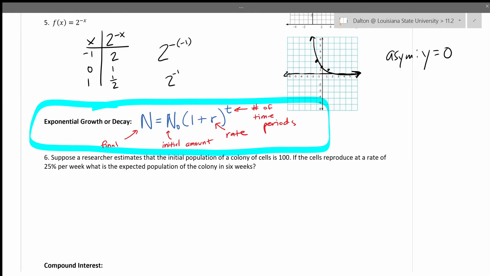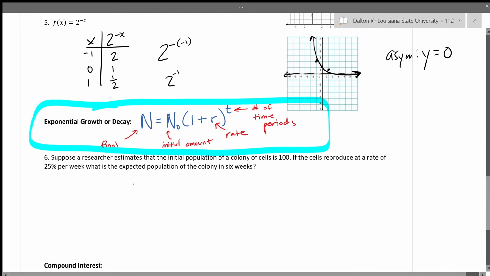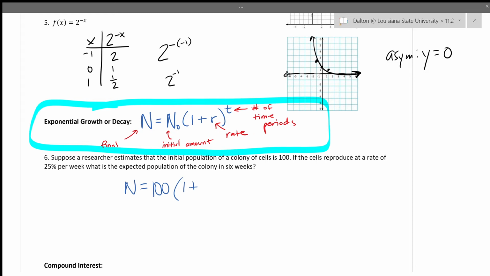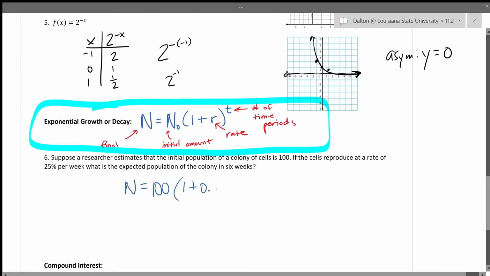So n is our final amount. We don't know what that is, so I'm going to leave that as my unknown. Equals the initial amount of cells was 100. Times 1 plus, the rate is 25%, so the mistake that people make is doing 1 plus 25. You want to input 25 as a decimal. So 1 plus 0.25, all to the t power.